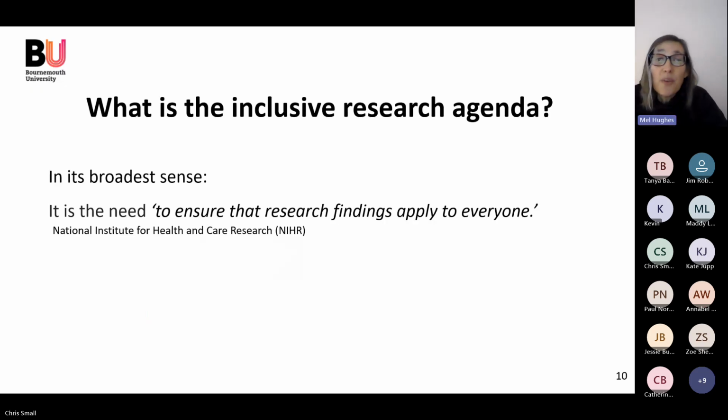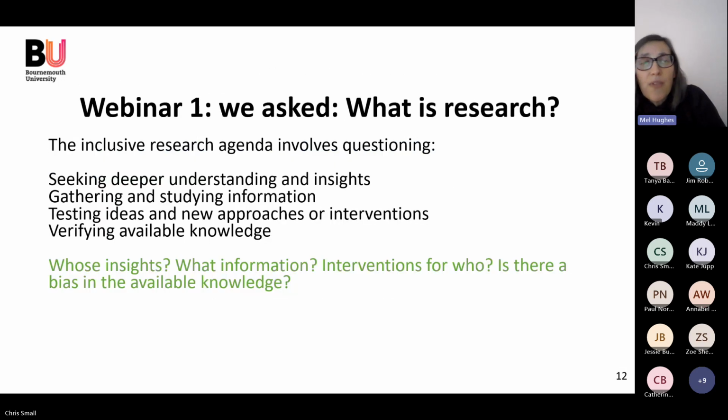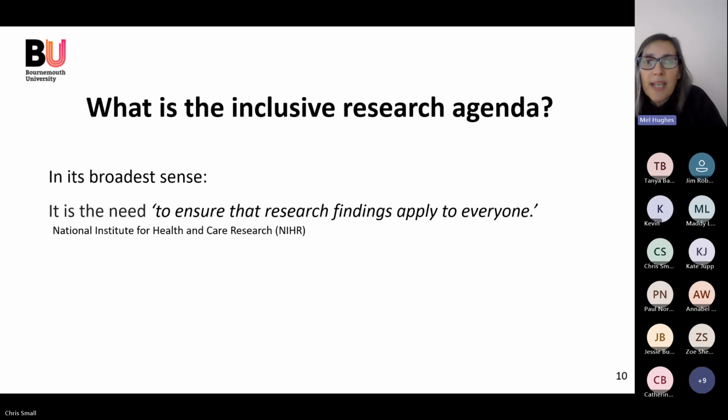We start with that question, what is the inclusive research agenda? In its broader sense, it's simply this: it's the need to ensure that research findings apply to everyone. That's one of the definitions set down by NIHR, which is essentially the research arm of the NHS. And I'm going to be pulling out a few of their examples today, just in this scene setting bit around where they're setting the inclusive research agenda.